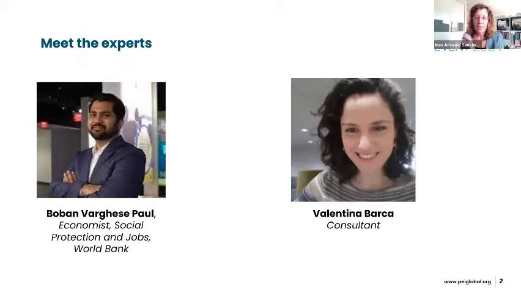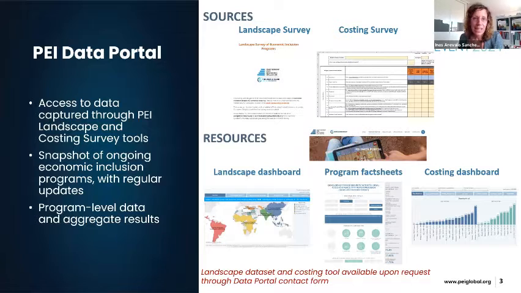So now I'd like to briefly introduce the data portal, which provides access to the data that underpins the State of Economic Inclusion report. Actually, the 2 surveys whose data is available through the data portal are the core of chapters 3, 4, and 6 of the State of Economic Inclusion report. So the landscape survey currently maps 219 programs across 75 countries, and the costing survey captures costing data from 34 programs in 25 countries. So the data that we collected for the State of Economic Inclusion report was then uploaded onto the data portal, and you can visualize this data through the landscape dashboard, the costing dashboard, and these 2 dashboards present aggregate results from these 2 surveys, and then the program fact sheets, which provide program level data that was captured through the landscape survey.